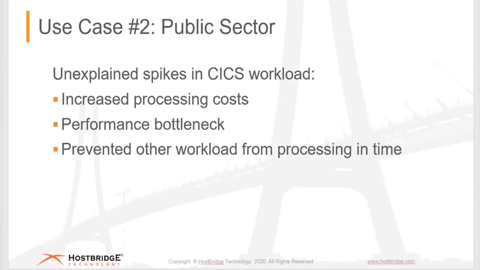Case number 2 is a public sector customer. They were very aware of some unexplained spikes in CICS workload and transaction processing costs. And we're going to look at this in a minute in a little more detail. But clearly, these unexplained spikes were representing a processing cost, but also a performance bottleneck, and really prevented other workload from being processed on a timely basis.